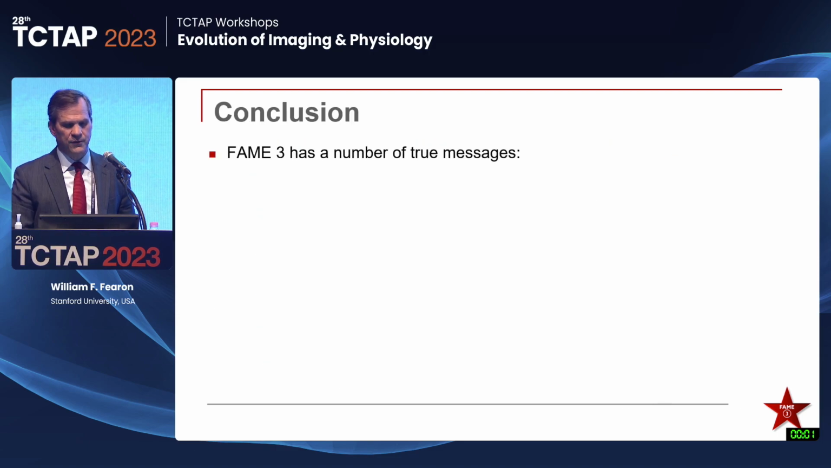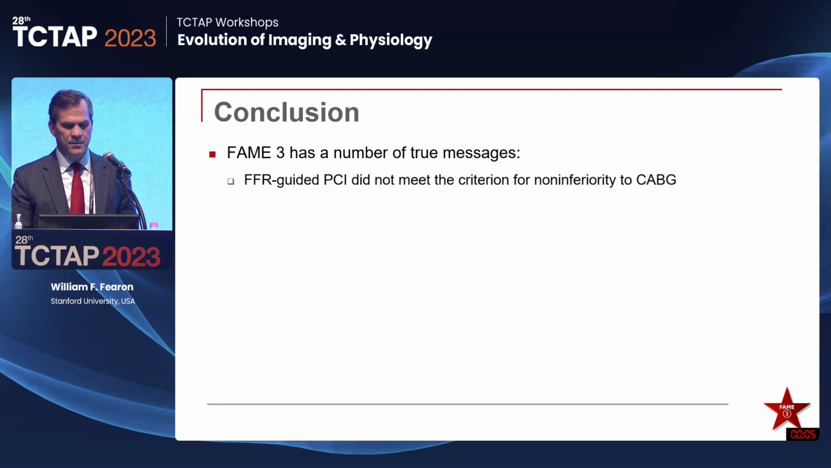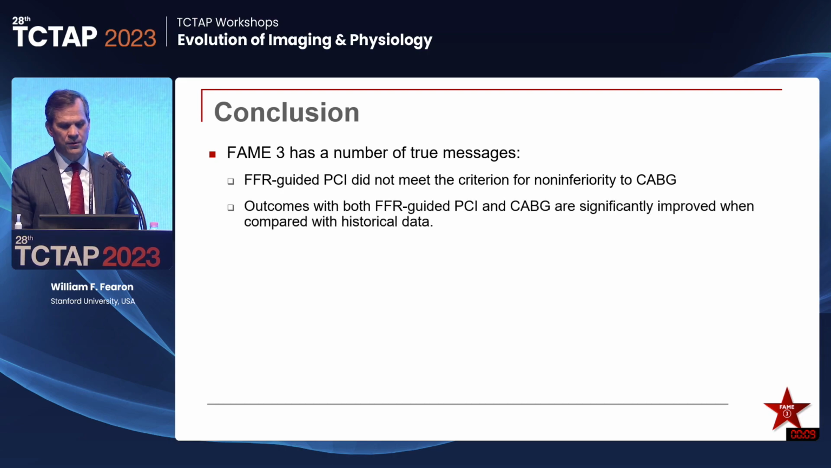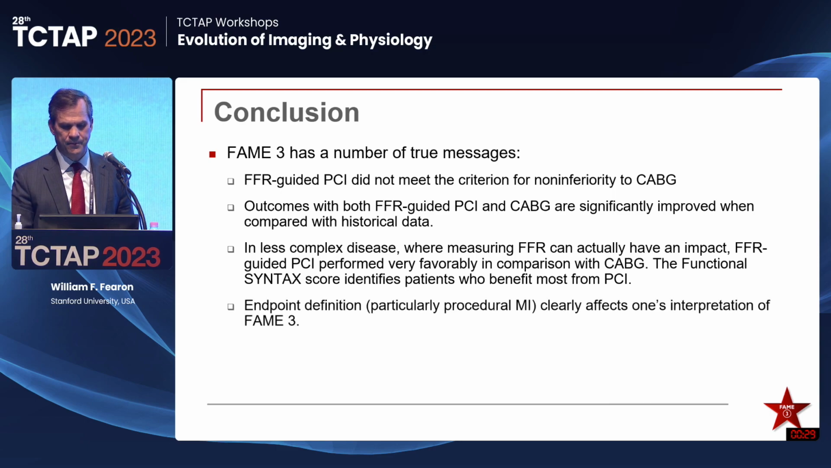So in conclusion, FAME3 has taught us a number of true messages. FFR-guided PCI did not meet the criterion for non-inferiority to CABG. Outcomes with both FFR-guided PCI and CABG are significantly improved when compared with historical data. In less complex disease, where measuring FFR can actually have an impact, FFR-guided PCI performed very favorably in comparison with CABG, and the functional SYNTAX score identified half of the patients who benefit most from PCI.